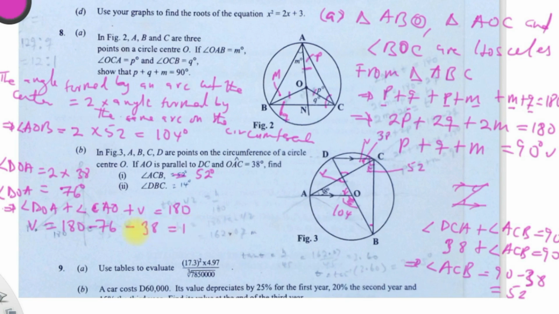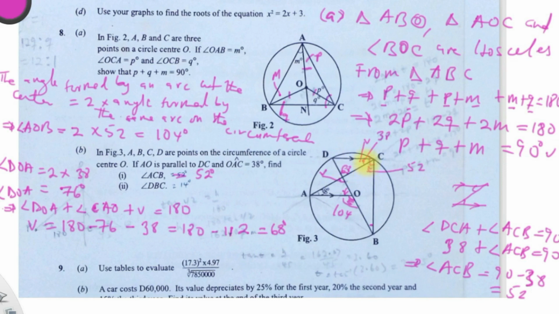So this is equal to 180 minus, adding up negative 76 and negative 38, what do we get? 112. So 180 minus 112 is equal to 68 degrees, obviously. So this angle is 68. If this is 68, then this angle here is also 68.